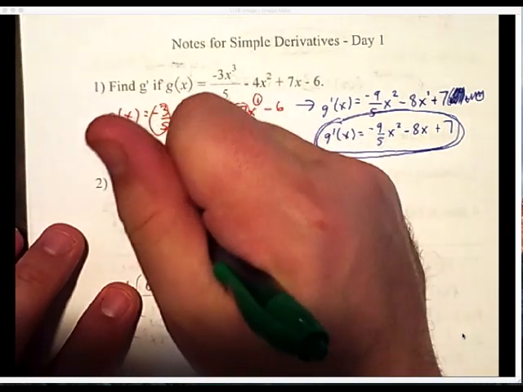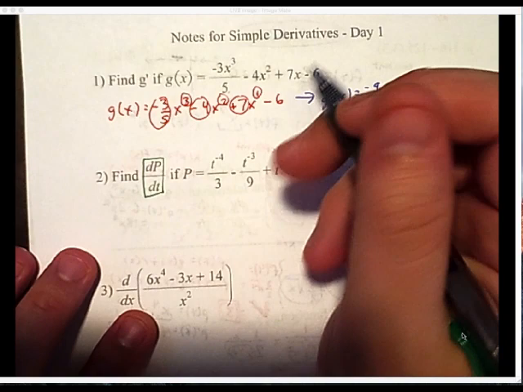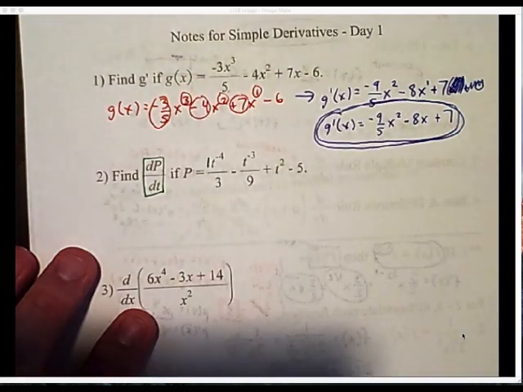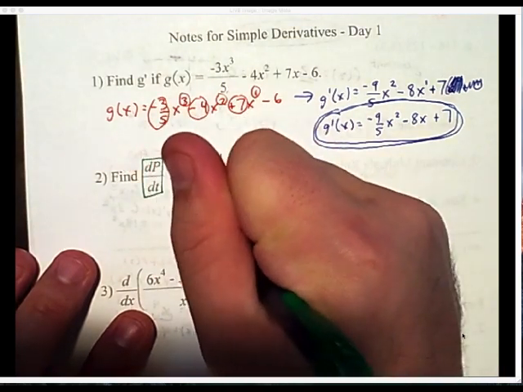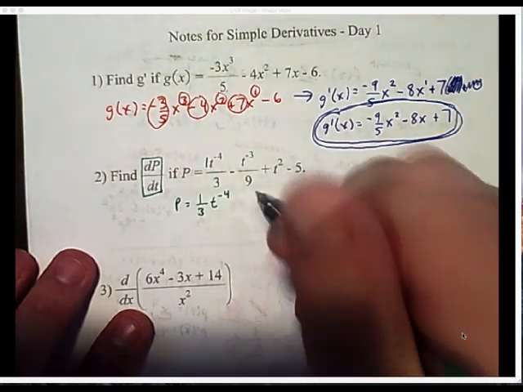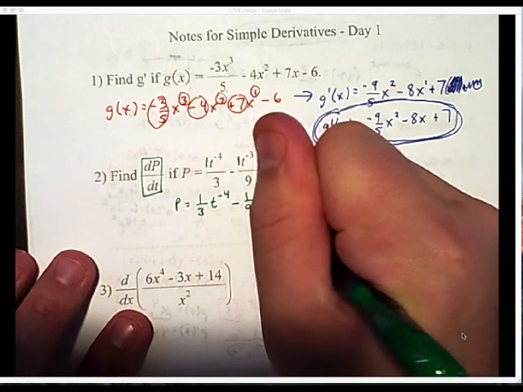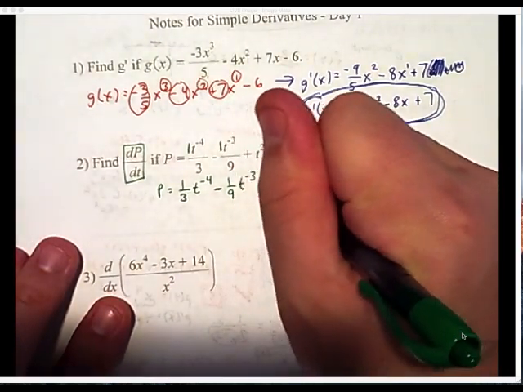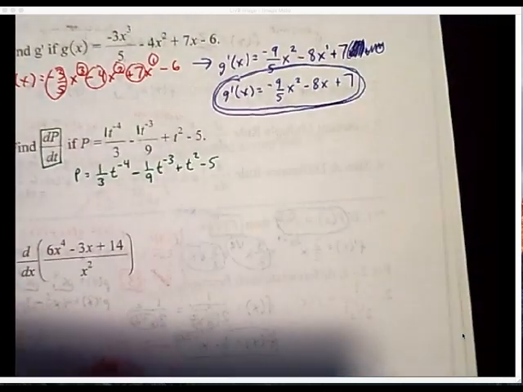Next problem, just another way. Remember that means derivative as well. So let's write this a different way. The first term has an understood coefficient of 1 right there in the numerator. So I can rewrite p as 1/3 t to the -4th minus, again, 1/9 t to the -3rd plus t squared minus 5.